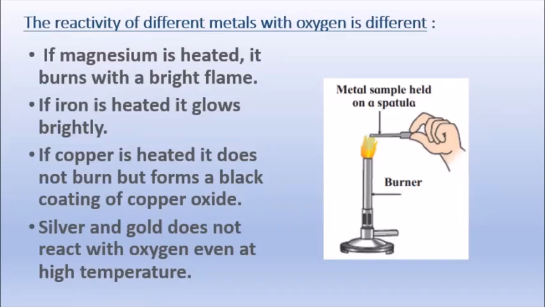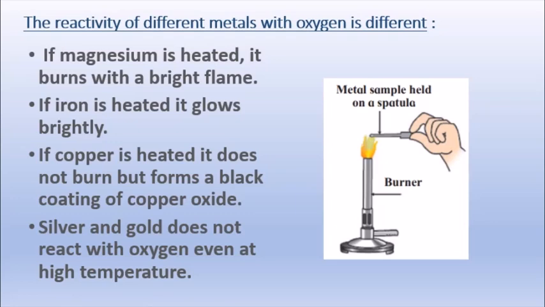Now in the earlier experiment where we took different metals and burned them, what type of flame is produced? When we burn magnesium, a bright flame is produced. When we burn iron, a bright flame is also produced. But when you burn copper, it does not burn, but it actually forms a black coating of copper oxide. We know that any metal, when you burn it, forms an oxide.